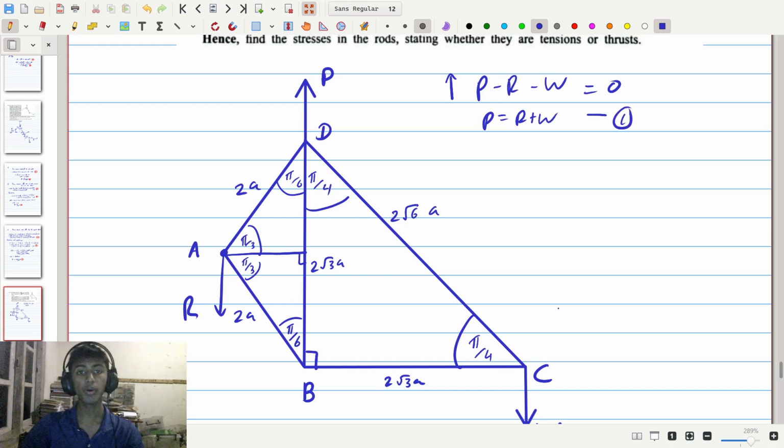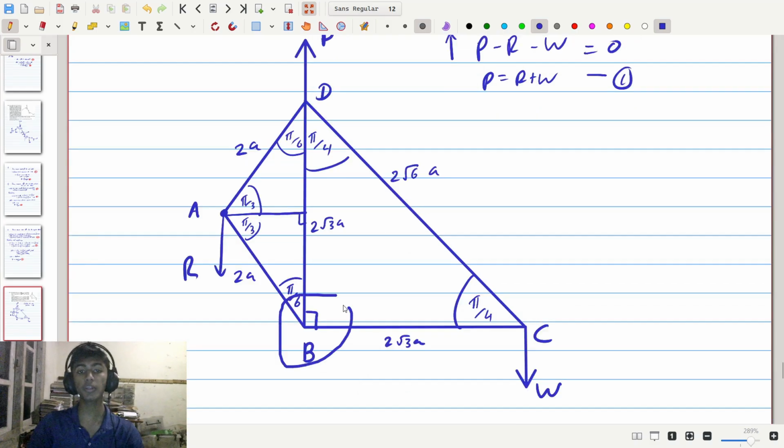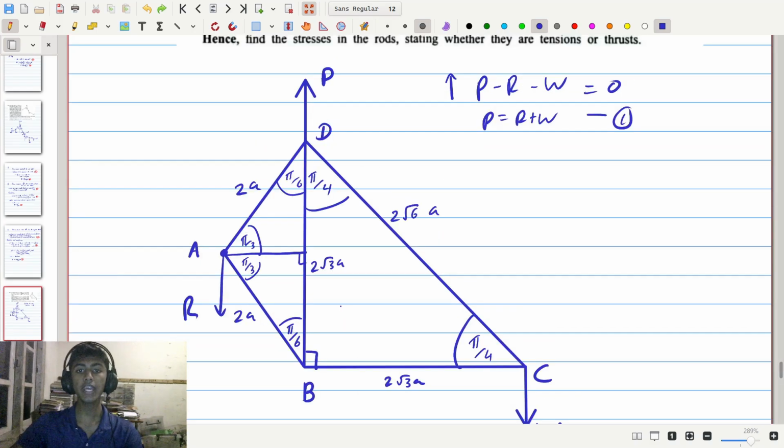Now furthermore, if I want some other equations, I'm going to have to take moments, and I'm going to take moments about the point B. So taking moments about the point B, we can see since the force P is vertical and D and B are also vertical to each other, the force P passes through the point B. And therefore, we don't have to take any moments since the total moment about the point B due to the force P is equal to 0.